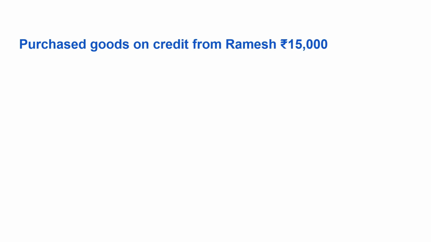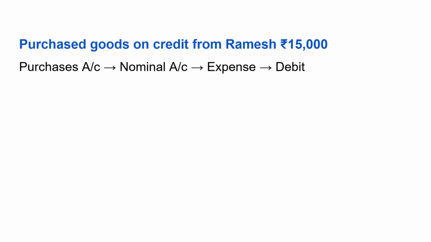Next, purchased goods on credit from Ramesh 15,000 rupees. Here the two accounts affected are purchase account and Ramesh account. Why? Because we purchased on credit. So purchase account. Purchase account is nominal account. Why? Because it is expenses. And the rule for nominal account is debit all expenses.